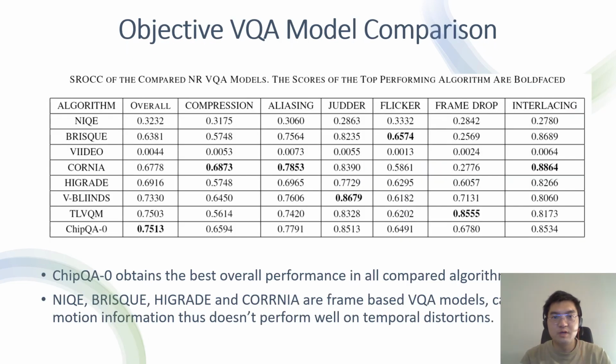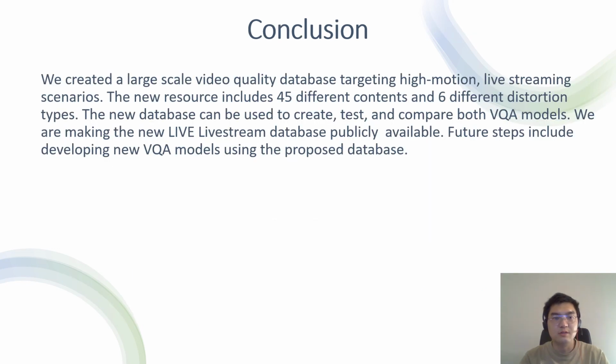We performed an objective quality study where all the SOTA VQA models are compared. Overall, GPQA is the best, and some VQA models only consider the spatial information, and they don't have very good performance on temporal distortions. In conclusion, we created a large-scale video quality database targeting high-motion live streaming scenarios.